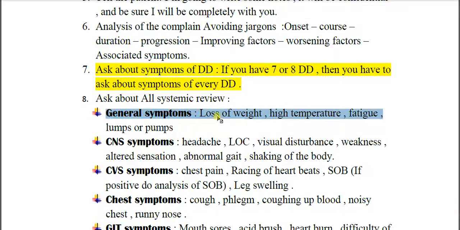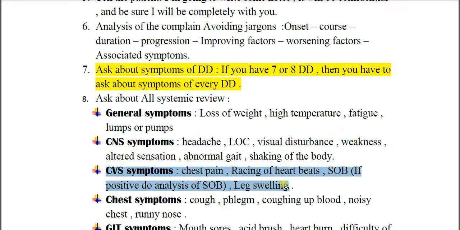General symptoms. The patient has weight gain, no need to ask about loss of weight. Any high temperature, fatigue, lumps or bumps, same as symptoms. Any headache, loss of consciousness, visual disturbance, weakness, altered sensation, any abnormal gait, shaking of the body, same as symptoms. We asked about any symptoms in congestive heart failure, no need to ask again.